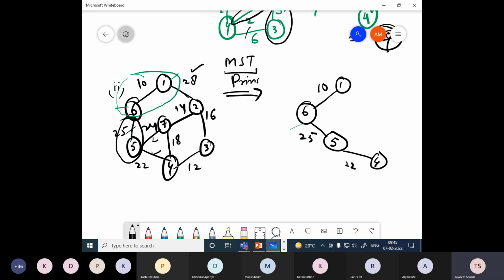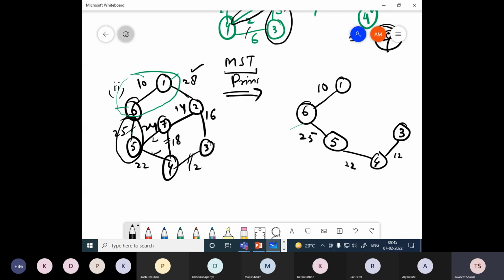Now we have reached vertex 4. Now it is connected to 12 on this side and 18 on this side. Okay, only 2 edges are connected to this 4. So we have to see which one we can take. We have to take the one of minimum cost. 4 to 3, it's 12.